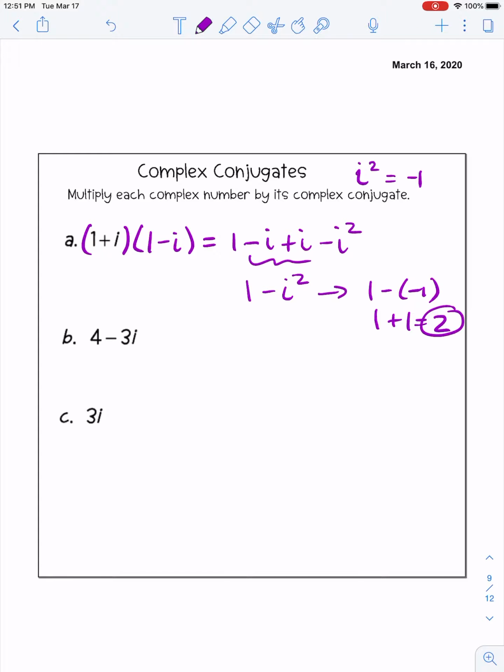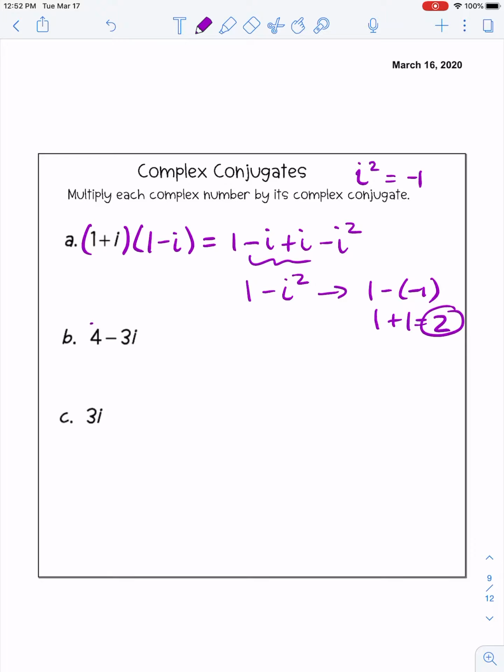So by multiplying by the complex conjugate, I end up with just a real number. The imaginary part goes away. So that's the whole point, because sometimes when we're dealing with complex numbers, we want the imaginary part to go away in certain instances, which we'll get to on the next slide.